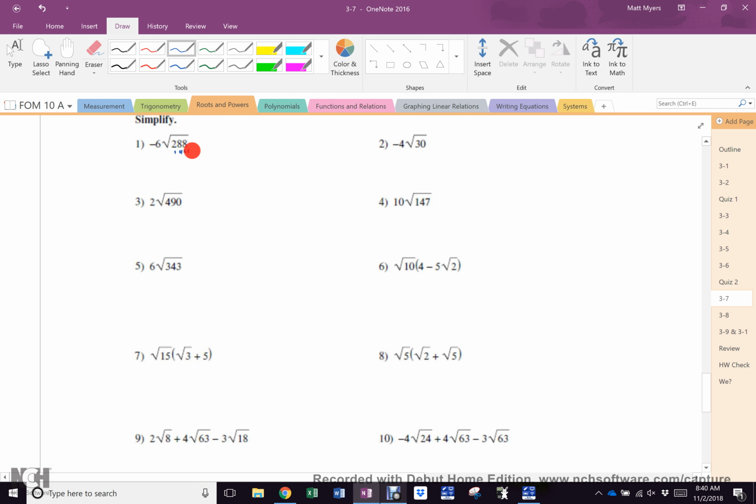That's 144 times 2, so that's negative 72 root 2. That is not changing at all. That is 49 times 10, so that is 14 root 10. That is 147, is 3 times something. Why is it helpful? Just because it is. 3 goes into that twice, 4, no, it goes into that 4, 12, 27. That's 3 times 49. So that is 70 root 3.